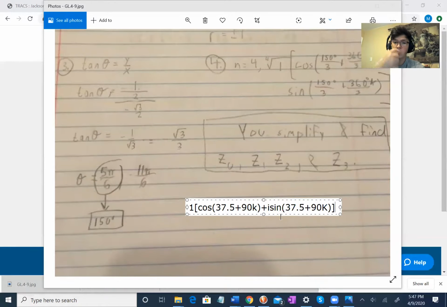Okay, so now you may be wondering, what is this Z0, Z1, Z2, Z3? That is what we're going to use in relation to K. We're going to take this subscript here, and we're going to plug it in for K. So let me show you that. I'm going to do one, and then we'll be done.